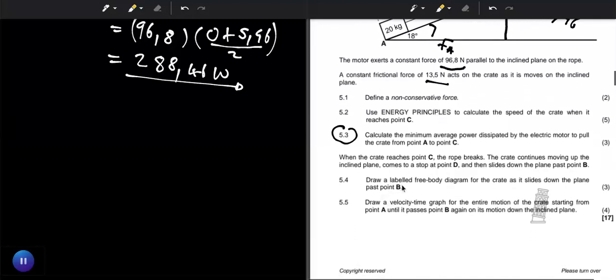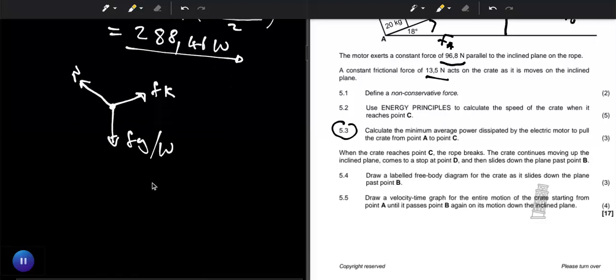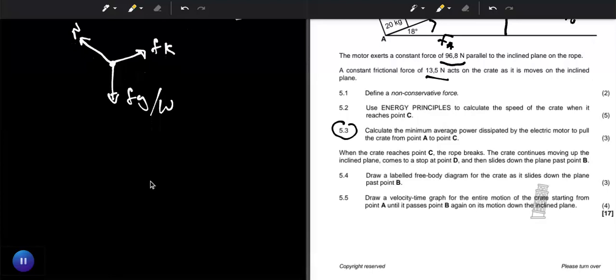Okay, draw and label a free body diagram for the motion of the crate as it slides down the plane past point C. So they want the free body diagram, 3 marks, 3 arrows. That's simple. So what are we going to have? We're going to have the normal force, and since it's moving, we're going to have our Fk, and therefore we're going to have our Fg. You can just write over here, it's up to you. That is the free body diagram, and that was 5.5.